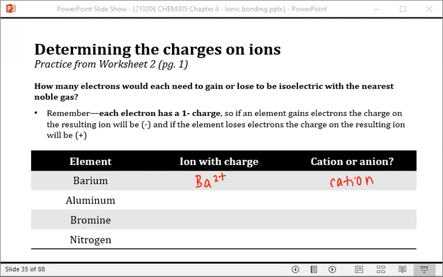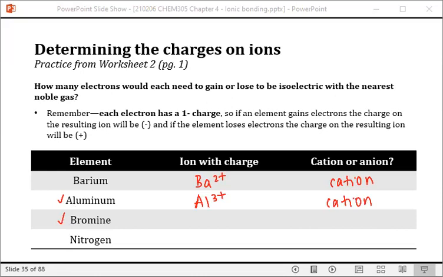The next one's aluminum. Aluminum is located in group 3A or column 13. So it's going to tend to lose 3 electrons. If it loses 3 electrons, it's going to be Al3+, which is a cation.